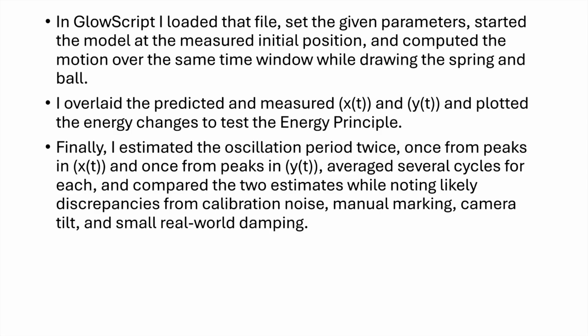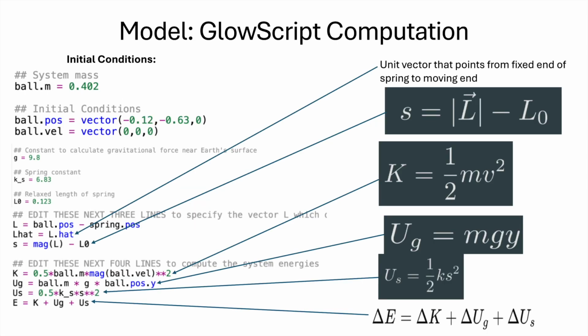Finally, I estimated the oscillation period twice, once from peaks in X and once from peaks in Y. I averaged several cycles for each and compared the two estimates, while noting likely discrepancies from calibration noise, manual marking, camera tilt, and small real-world damping. So the model is through the GlowScript computation.